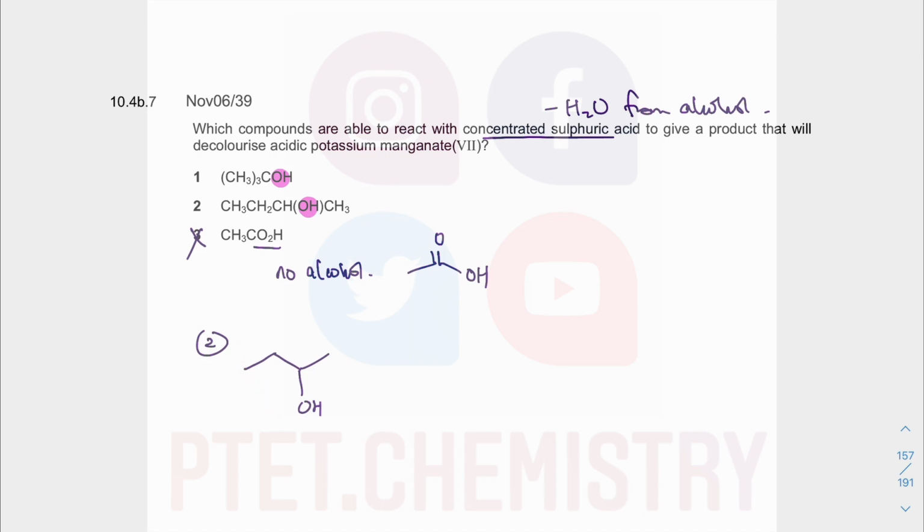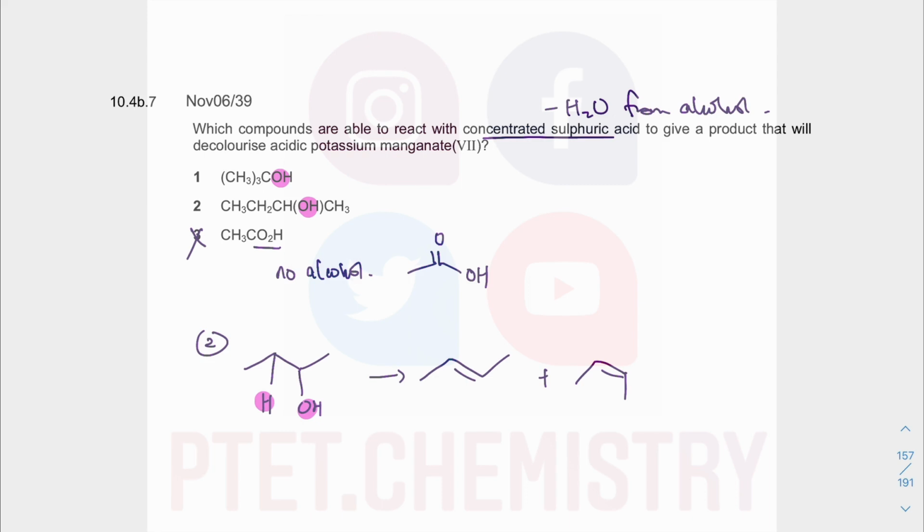Alright? So there's the OH. Like I said, we don't show the hydrogen in the skeletal formula, but I'm going to show it because I want you to see that is your dehydration. So that can dehydrate to that. Of course, you can also get the cis, all right?